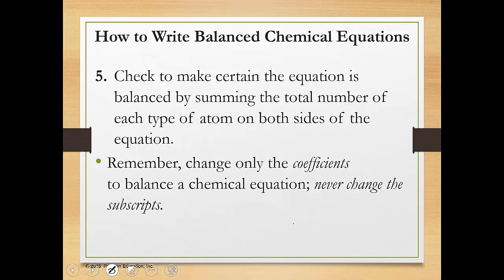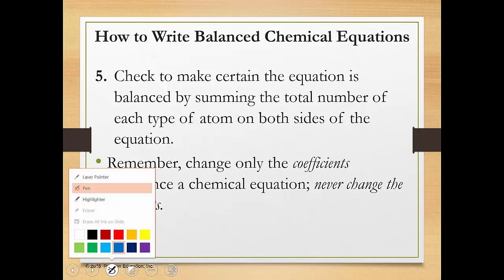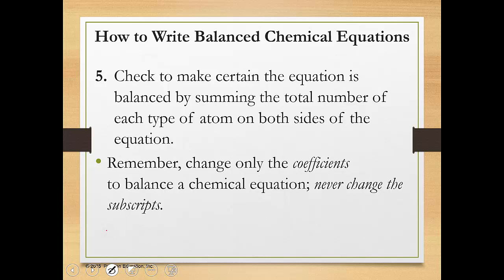Once you've done all this, you need to check to make sure your equation is balanced, okay, by summing the total number of each type of atom on both sides of the equation. Make sure that the total of carbons on the left equals carbons on the right, hydrogen on the left equals hydrogen on the right, and so on and so forth.